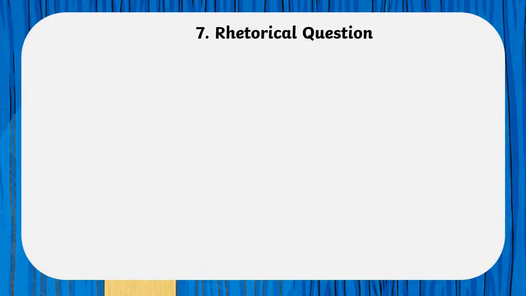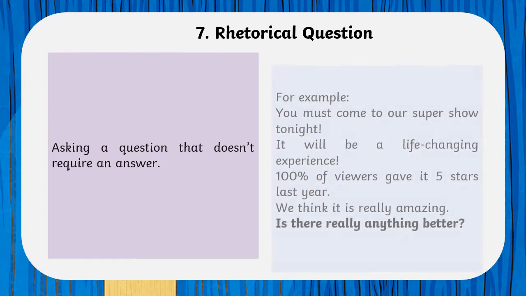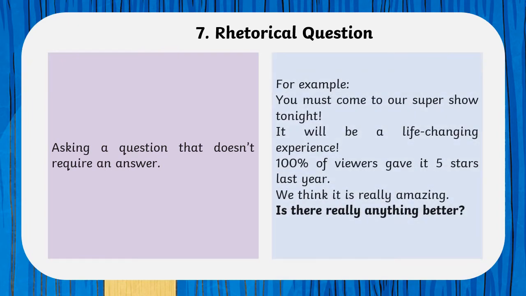The seventh method is rhetorical question. What is a rhetorical question? That's exactly what I was just asking just now. It's actually asking a question that doesn't require an answer. Is there really anything better? So this is an example of a rhetorical question. You can say, what is going to happen if we don't change our life? What will happen to our kids? Okay, something like that.